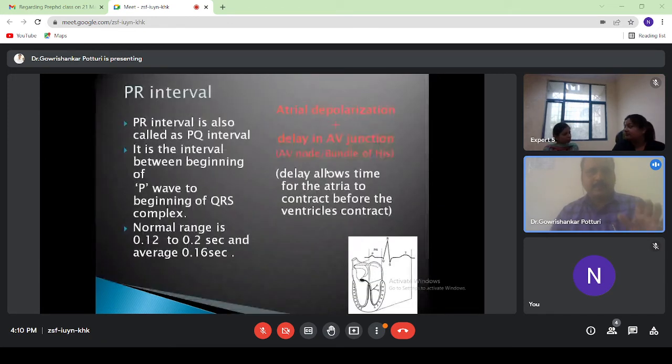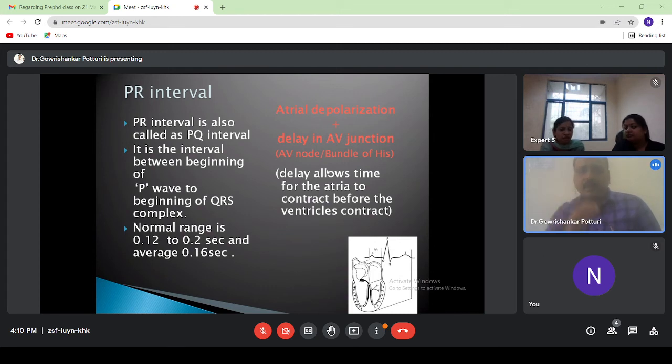Okay, next we are discussing PR interval. It is also called PQ interval, one and the same. It is the interval between the beginning of P wave to the beginning of QRS complex. Normal range is 0.12 to 0.2 seconds, with an average of 0.16. So it should be within 5 small squares. It should not be more.